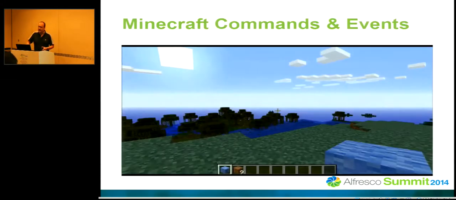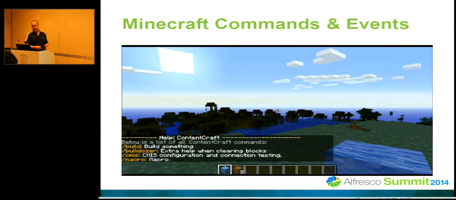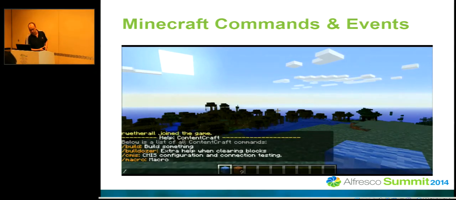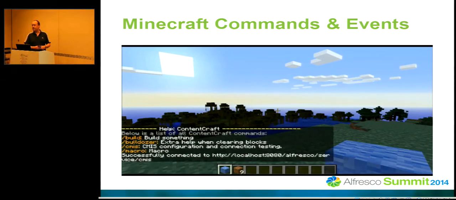What you'll see in a minute is that I'm going to show you the entry points. So down the bottom here, I've got a command. I can go and have a look at my ContentCraft commands, and you can see I've got build, bulldozer, CMS, and macro. So I can run the CMS command and it tells me that I've now connected to the repository. Okay, so that's my little test command. So that's entry point 1.